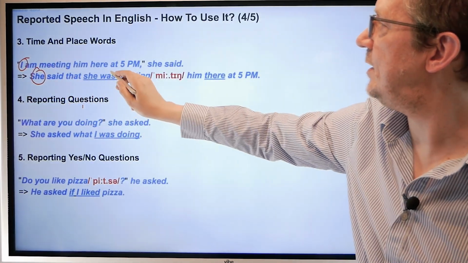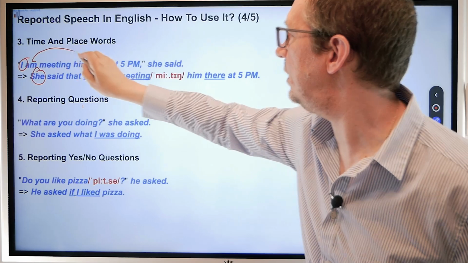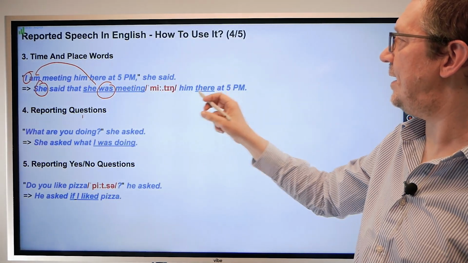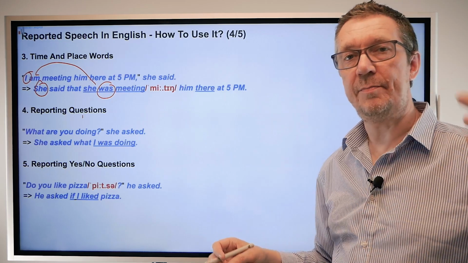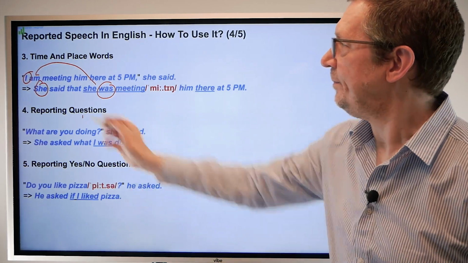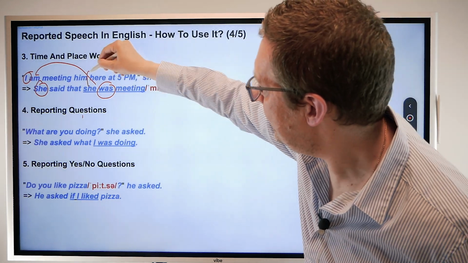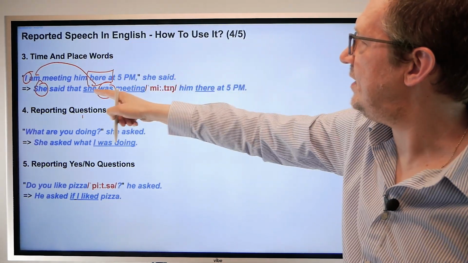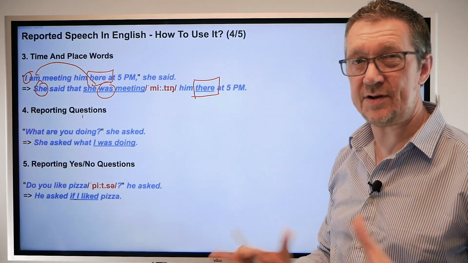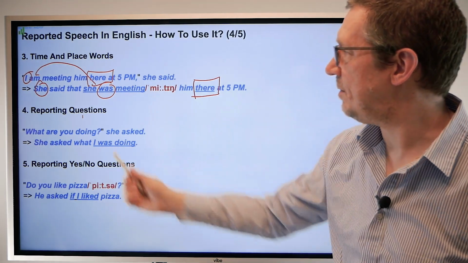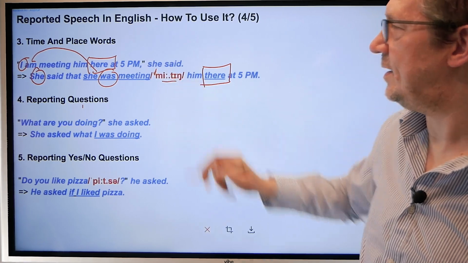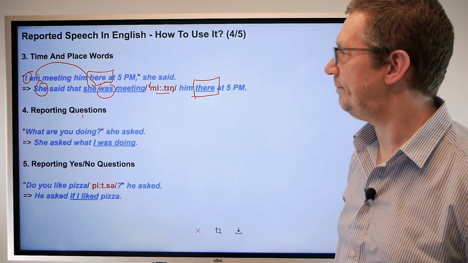She said that she was, so am becomes was. I am, she said she was meeting him there. Okay, because you're reporting, you're both in that situation, not in the place that they were. So I am meeting him here, and she said she was meeting him there. Okay, can you see how we're changing that time and place word? And this word meeting, this is where our stress is, and it's this E, long sound, meeting.